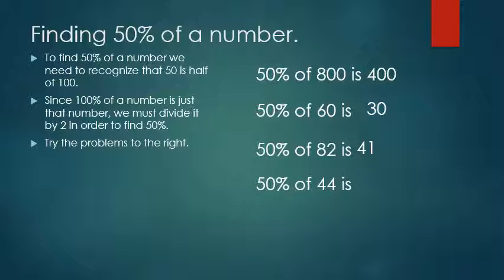50% of 44 would be 22. And 50% of 4,000 would be 2,000.